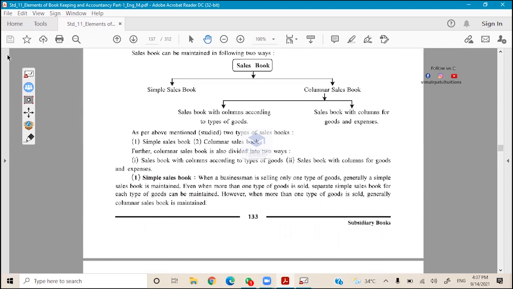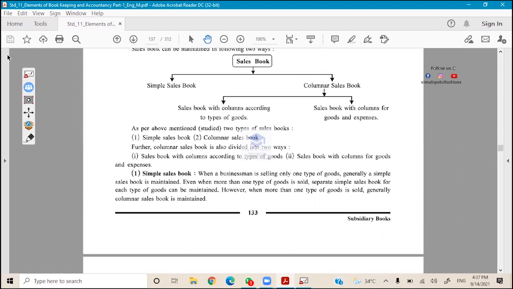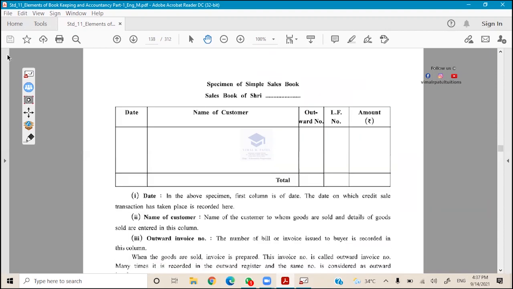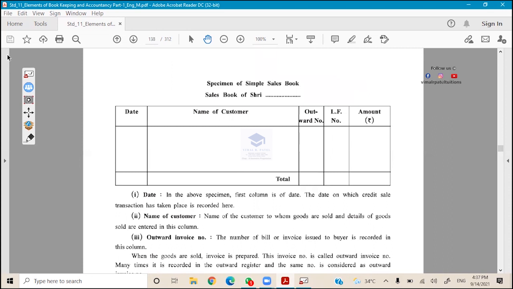Then same way, sales book. So simple sales book, columnar sales book. Sales book with columns according to types of goods, and sales book with columns for goods and expenses. So in simple sales book: date, name of customer, outward invoice number, ledger folio number, and amount. Outward invoice number means bill, and ledger folio number means these entries will be shown in ledger, another book, on which page number, so that we can tally it, cross check.